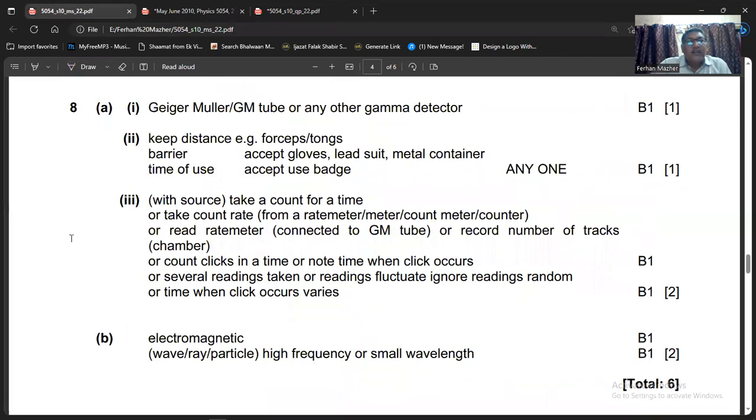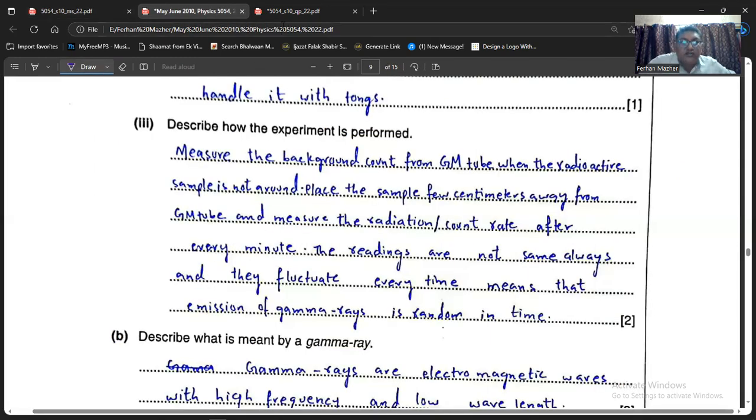Okay, so what they say: with the source, take a count for a time, or take count rate from a rate meter, or read a rate meter connected to the GM tube, or record the number of tracks in a chamber, or count clicks in a time, or note the time when clicks occur. Of several readings taken, the readings fluctuate, ignore readings, random, or the time when clicks occur varies. Okay, so I hope Aisha has written a good answer.